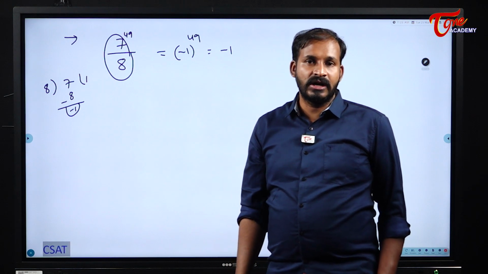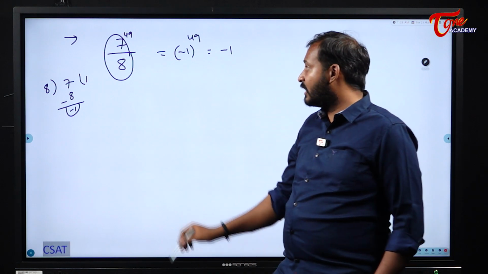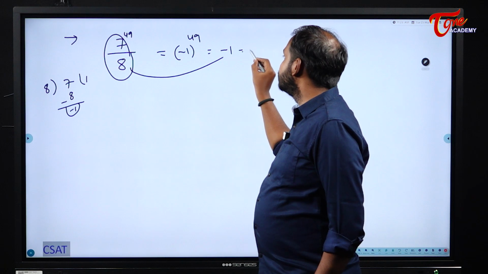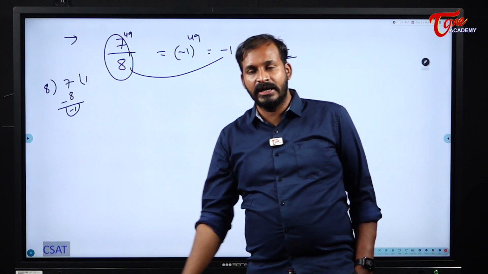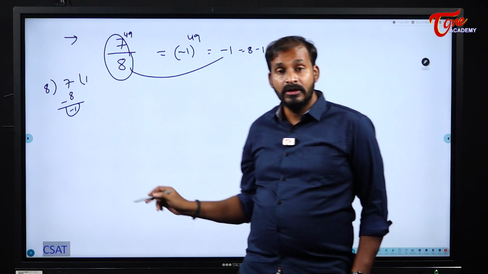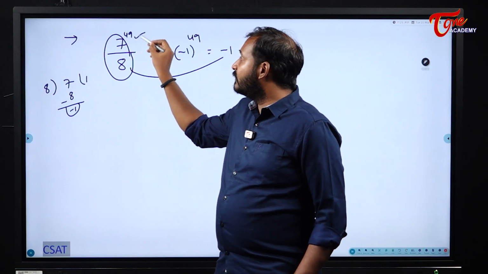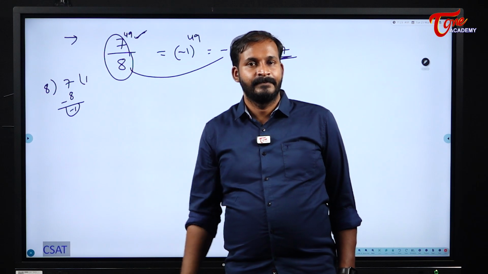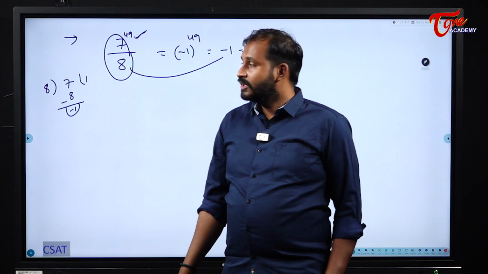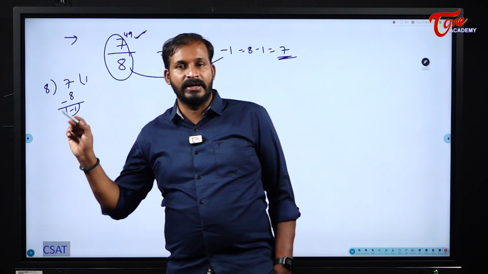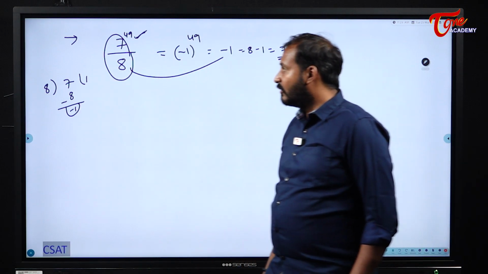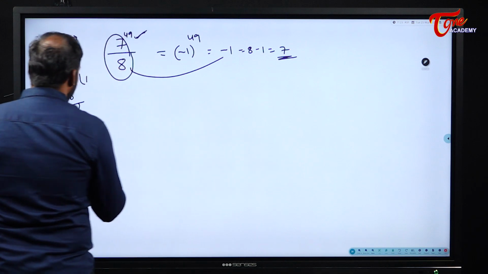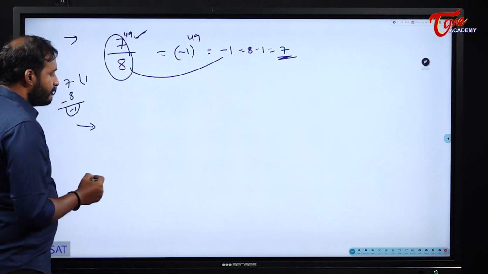Will minus 1 be my final answer? No. We should not write the final answer in a negative manner. So, what I will do? 8 minus 1. It will become what? 7. So, the remainder for 7 power 49 by 8 is 7. So, the negative remainders will be helpful in this type of cases. Understood, students? We can take the help of negative remainders especially in the case of powers.